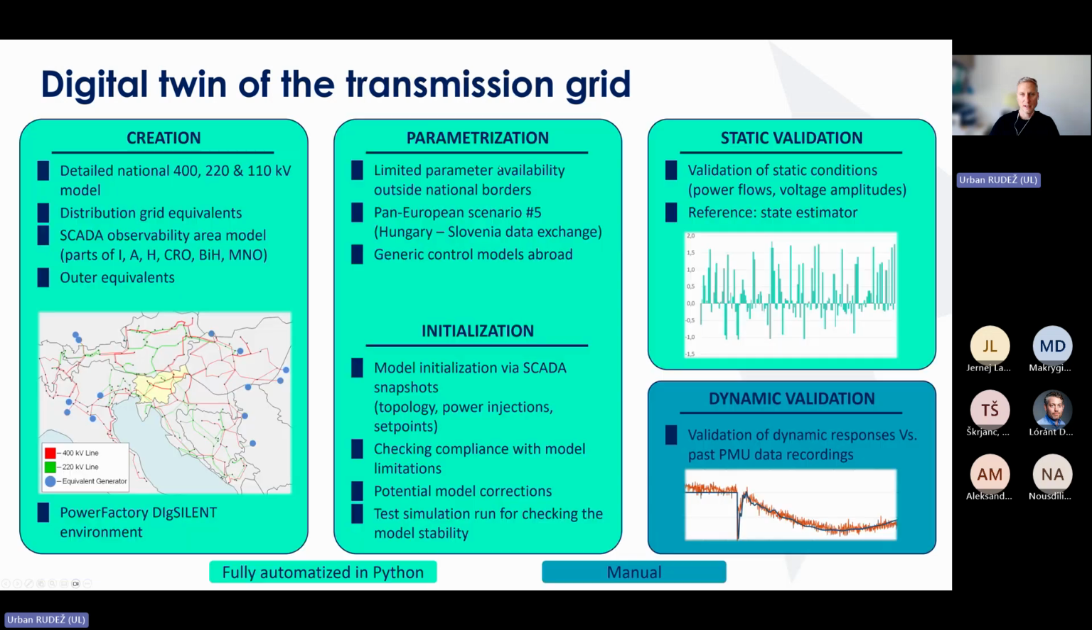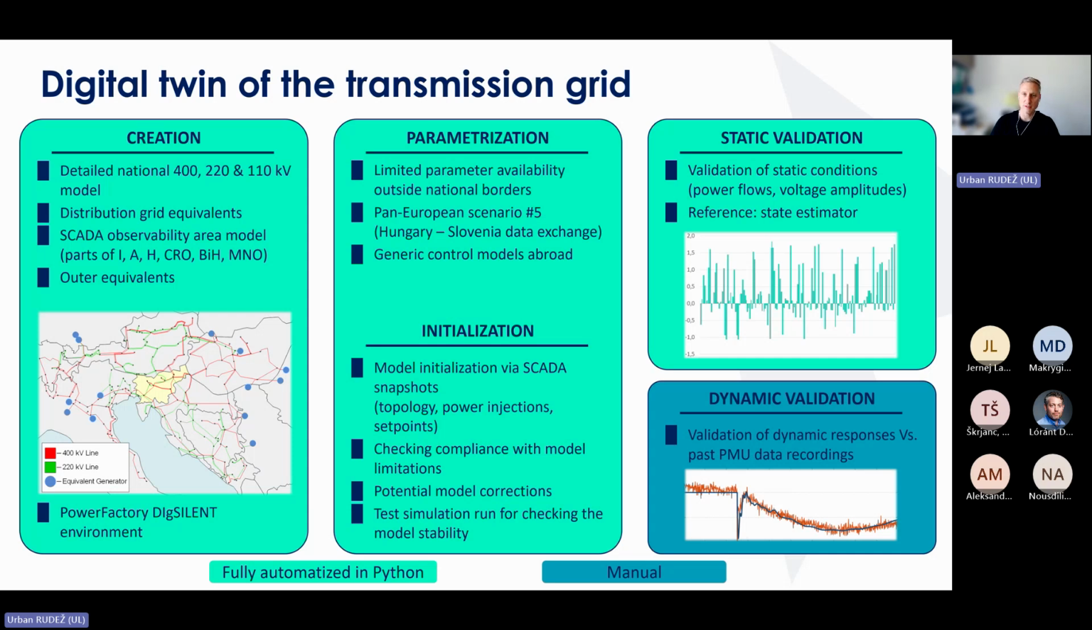And this was basically one of the key components for our DSA. So now that we have the distribution grid, we included this into the national transmission grid model and built the whole, let's say, observability area and the ENSOI equivalent. And we did this in the fully automatized way in the Python environment and within the PowerFactory toolbox. The problem here was that the parameter availability of the power systems outside the national borders is quite limited. So this is why we also launched one of the pan-European scenarios.